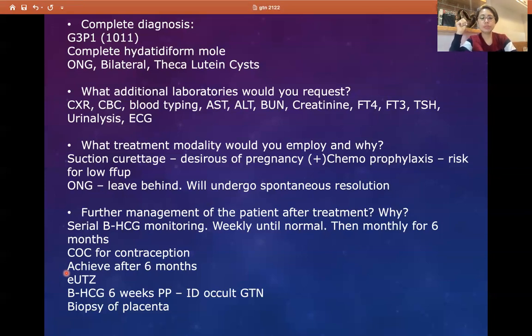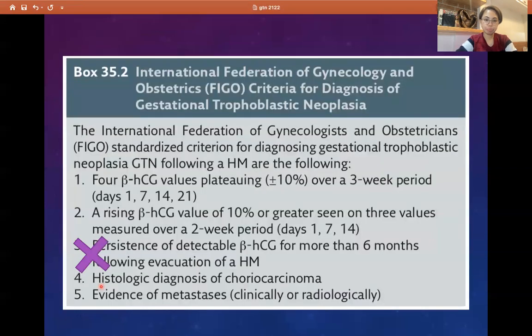And after delivery, a beta HCG 6 weeks postpartum should be requested to identify occult progression to gestational trophoblastic neoplasia, which occurs most commonly after any pregnancy. And of course, we should send the placenta for biopsy once she has delivered the next successful pregnancy.